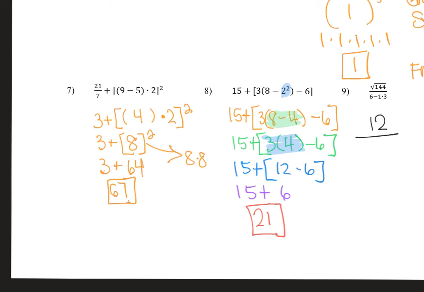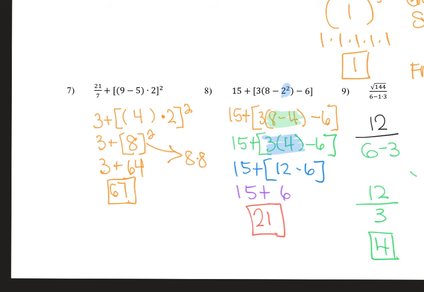Now, if we look at the bottom of this, 6 minus 1 times 3, we would need to do the multiplication first. So 1 times 3 gets you 3. So we have 6 minus 3. 6 minus 3 is 3. So we have 12 over 3. And 12 divided by 3 gets us 4.